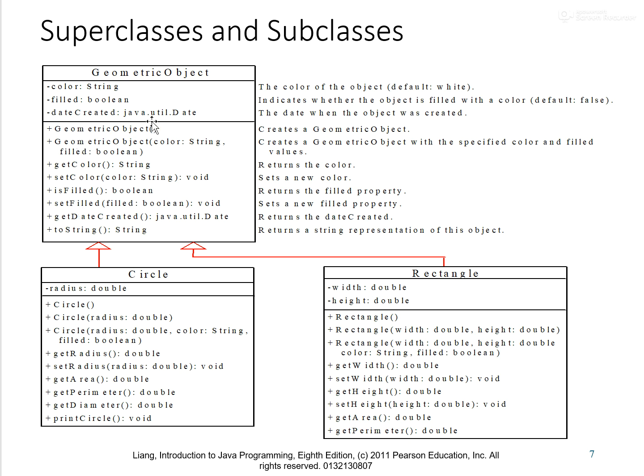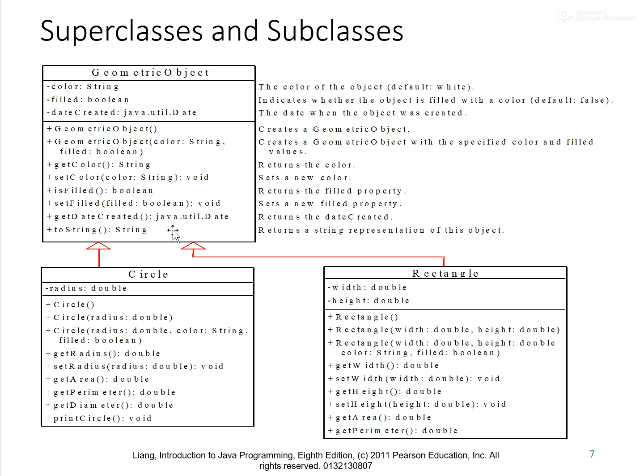Of course, we have a constructor, a no-arg constructor. We have another constructor that takes a color string, and whether or not the shape is to be filled out with that color, as arguments. Underneath that, we have pretty much what we expected: get color, set color, accessor methods to access the color string, is filled, set filled, accessor methods for the filled member variable.